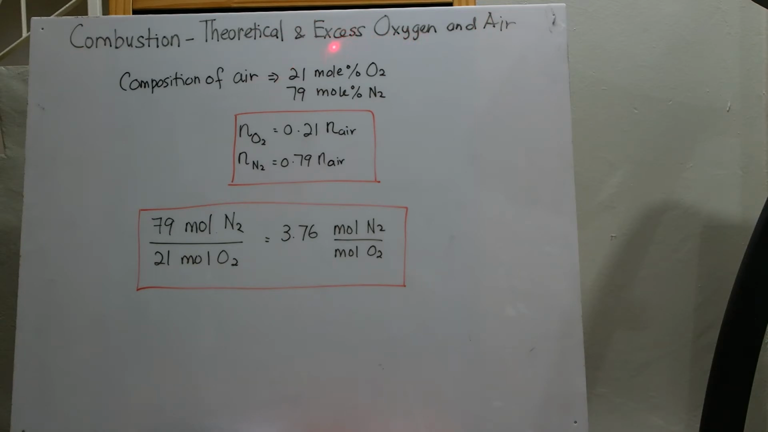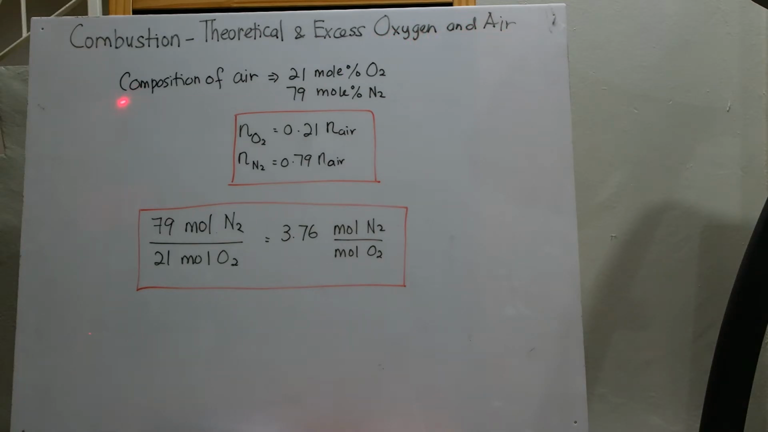In combustion, normally oxygen and air will be used as the excess reactant, because oxygen and air are cheaper than fuel. What is the relationship between oxygen and air?